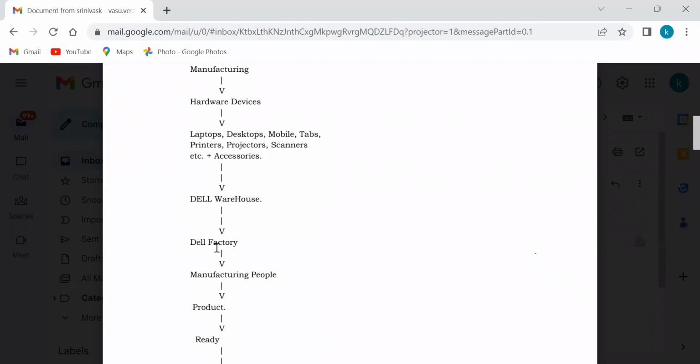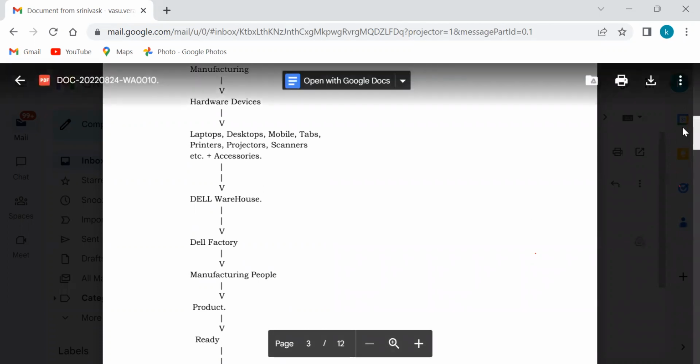Okay, so once all the subcomponents are distributed to the Dell factory, at this Dell factory you'll have the actual manufacturing people. The people who are going to manufacture the laptop will be available in the Dell factory. Once the subcomponents are distributed, these manufacturing people will assemble all these components to form the final product, that is the laptop.